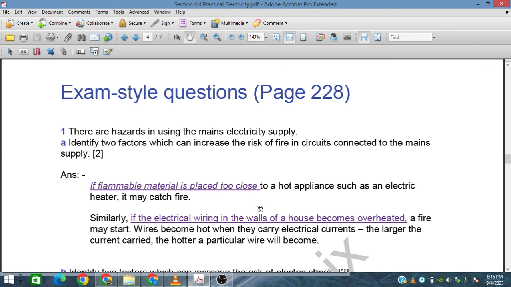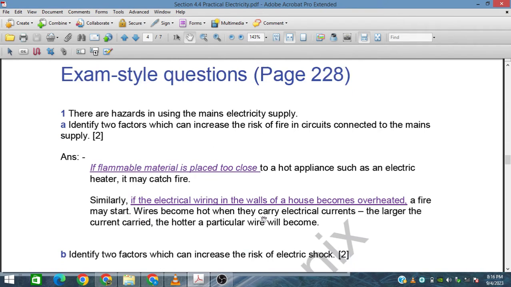Similarly, if the electrical wiring in the wall of a house becomes overheated, for example if we are overloading the wire, it may catch fire. So there are two reasons, and these factors have been discussed here.